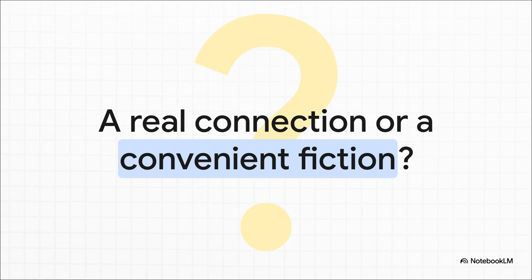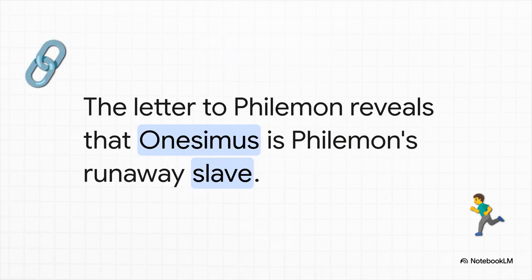Well, this is where the puzzle gets really cool. To solve it, we need to pull in another one of Paul's letters. Okay, clue number 1. We look at a really short, personal letter Paul wrote to a guy named Philemon. And in that letter, we learn that this exact same guy, Onesimus, is actually Philemon's runaway slave, who Paul is now sending back home. So step 1 is simple.